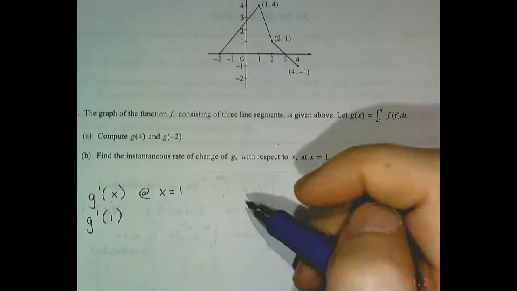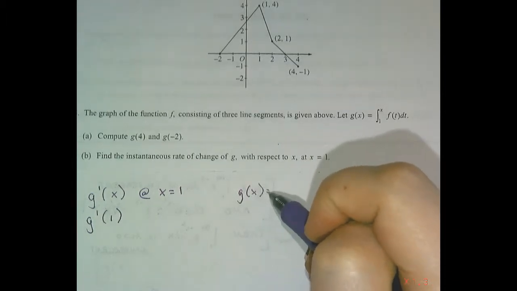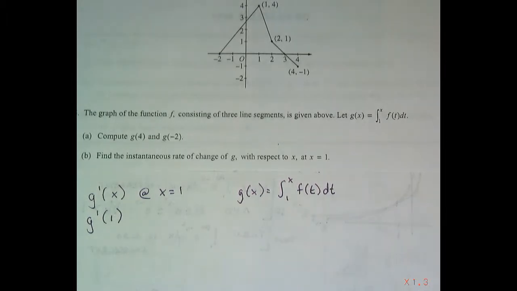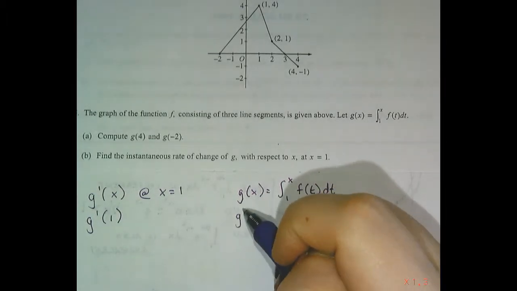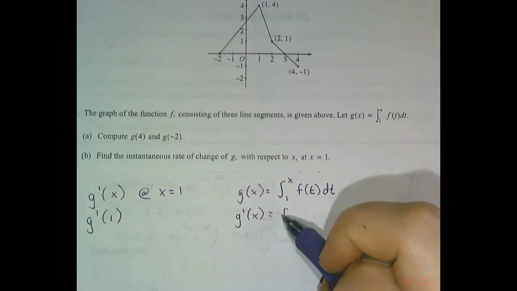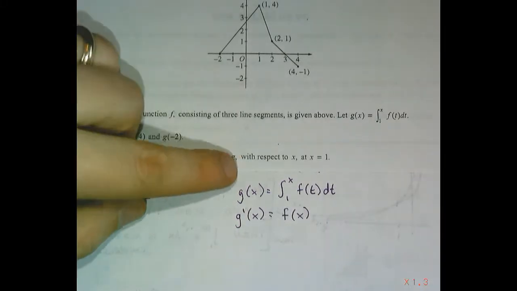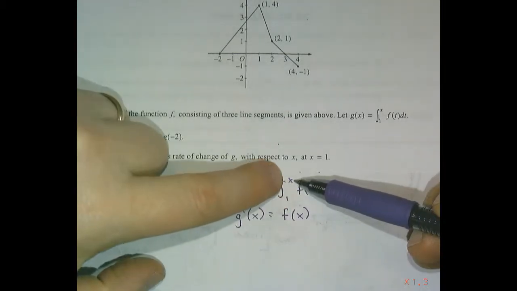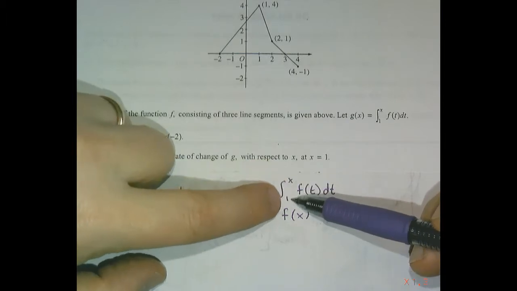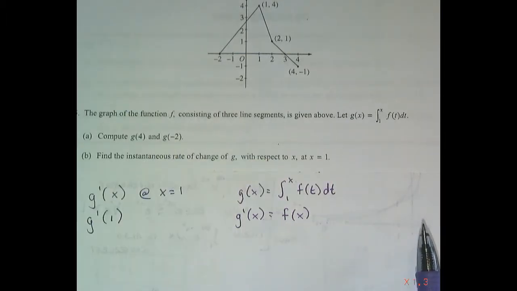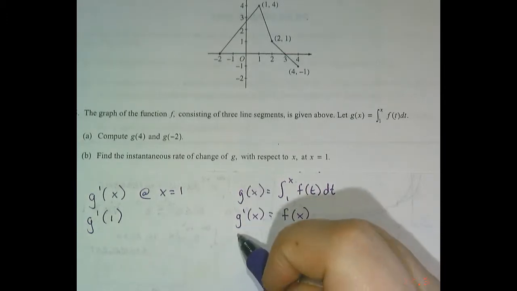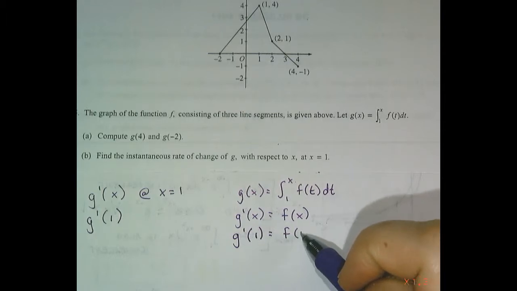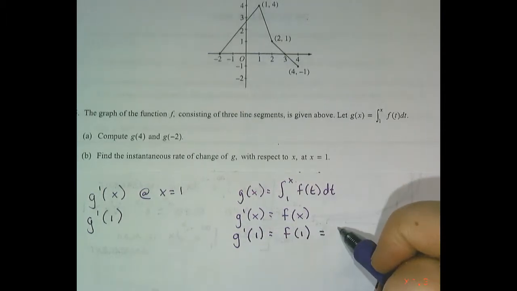Well, we've already established that g of x is the integral from 1 to x of f of t. That's given to us. So now we can find g prime of x to be equal to f of x, and that's using the fundamental theorem of calculus. The derivative of the integral is f of the top times the derivative of the top minus f of the bottom times the derivative of the bottom. So, very easily, g prime of x is the function. So g prime of 1 is going to be f of 1, which we can see from the graph is 4.